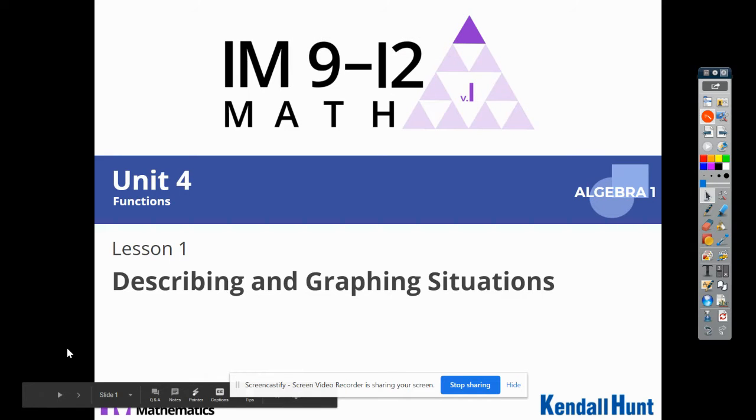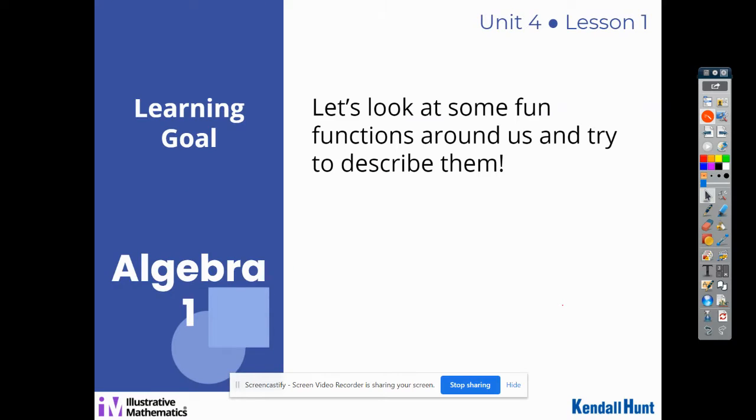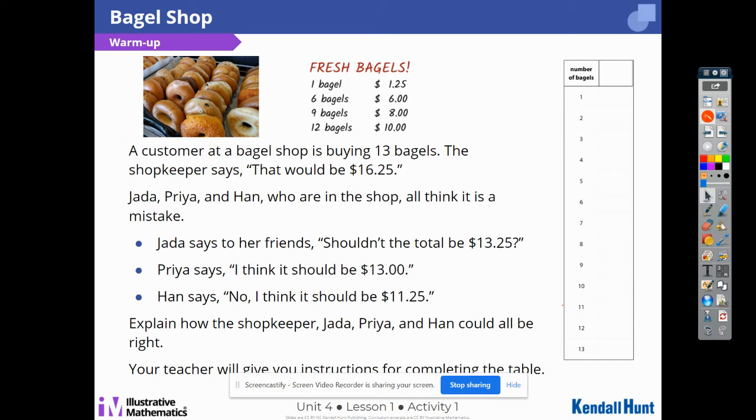Hey guys, so today we're going to do Unit 4, Lesson 1, and we are describing and graphing situations. So we're going to look at some functions around us and try to describe them. Well, I am, and you're going to listen.